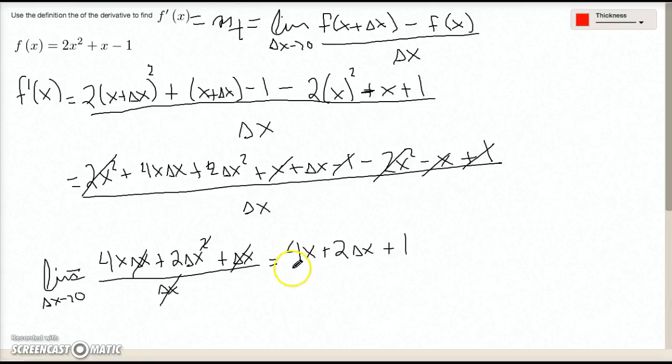And the limit as delta x goes to 0 of this is, somebody please help. Oh, I know. It is 4x plus 1. And this is correct. I'm going to be able to teach you something that you can check for yourself. But 4x plus 1 is indeed the derivative of this function. And we have shown it by using the definition.